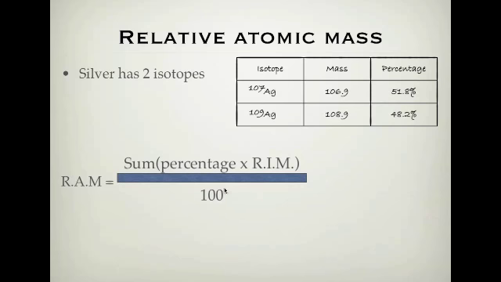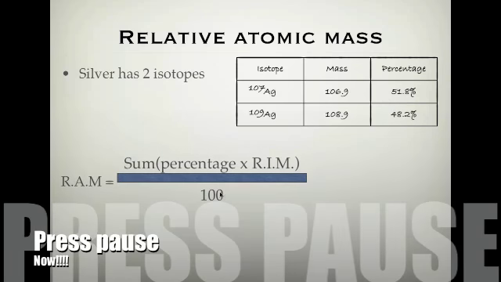I'll let you do the calculation for this one, so pause it now. In your calculator, do the relative atomic mass: the percentage times the relative isotopic mass, so the percentage times the mass, add the percentage times the mass, then divide it by 100. Let's see what you end up with.